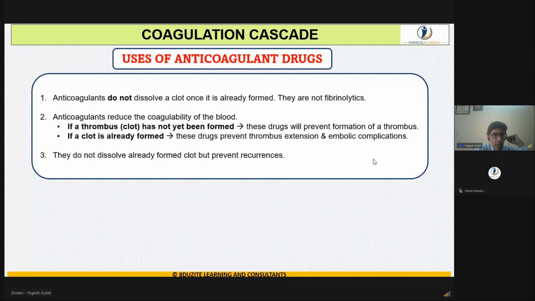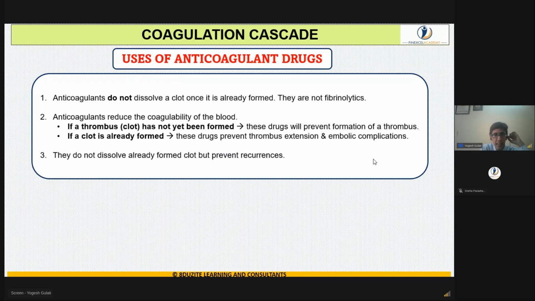Anticoagulants do not dissolve a clot once it is already formed. So what do they do? Anticoagulants reduce the coagulability of the blood. So if a clot has not yet been formed, anticoagulants will prevent formation of the thrombus. If it has not formed, it will prevent it from forming. But if a clot is already formed, they will not dissolve the clot, but they will prevent thrombus extension. So clots keep on increasing in size. It is a small clot, then it becomes bigger and bigger, and then it breaks off, and the small particles get stuck in distant organs, which is known as embolism.